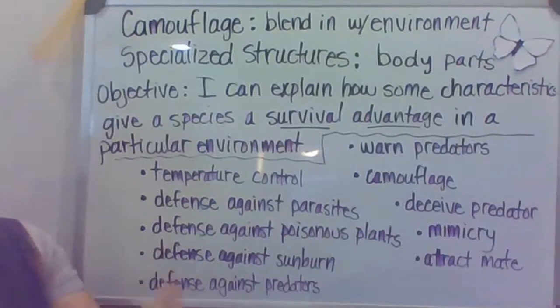Then we have defense against poisonous plants. Oils from plants such as poison ivy can irritate our skin, but because animals have a layer of fur, that fur doesn't allow it to make contact with their skin directly. By the time it gets to the skin, the irritation of that poison has broken down over time.